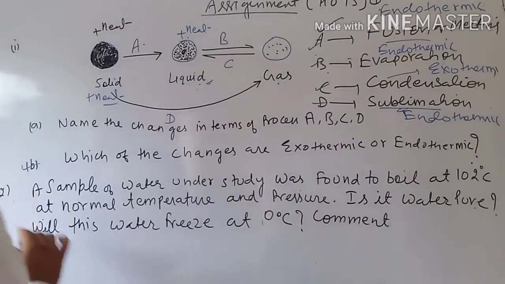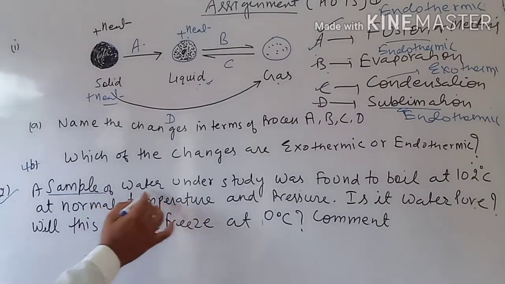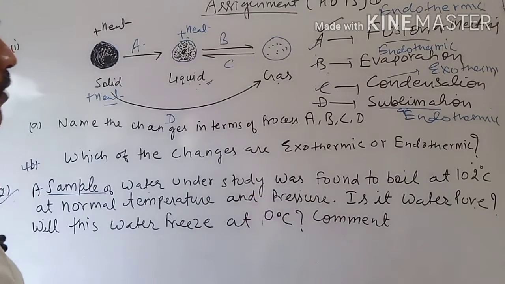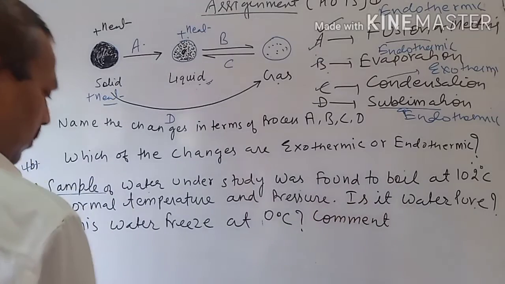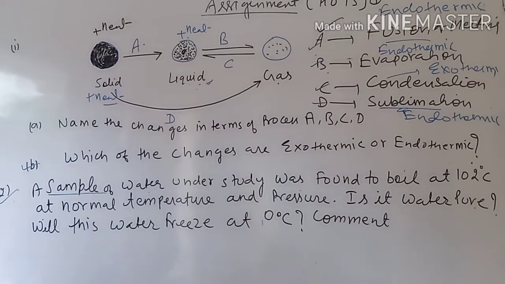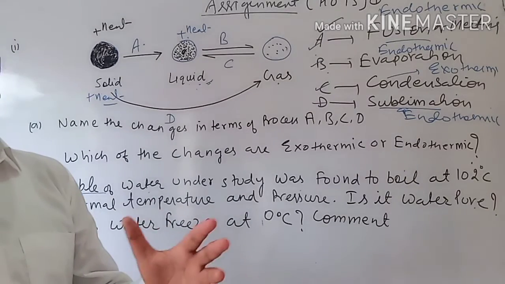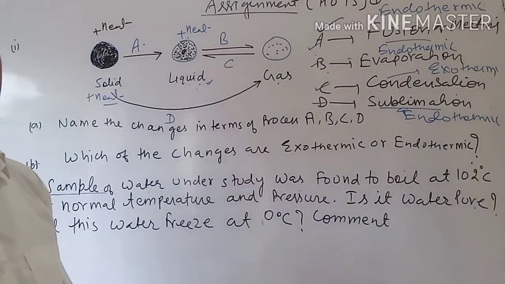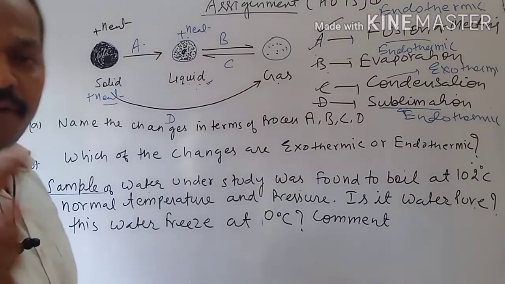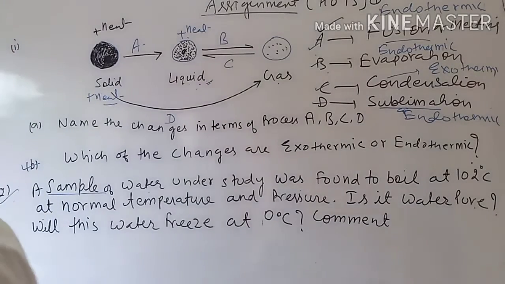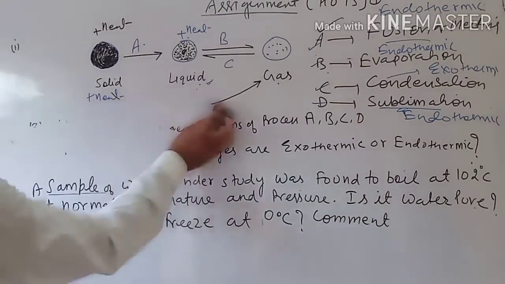Now see question number 2. A sample of water under study was found to boil at 10 degrees Celsius at normal temperature and pressure. Is the water pure? Will this water freeze at 0 degrees Celsius? We all know, if water solvent contains a non-volatile solute, its freezing point will be below 0 degrees Celsius. So the answer to this question is simple.